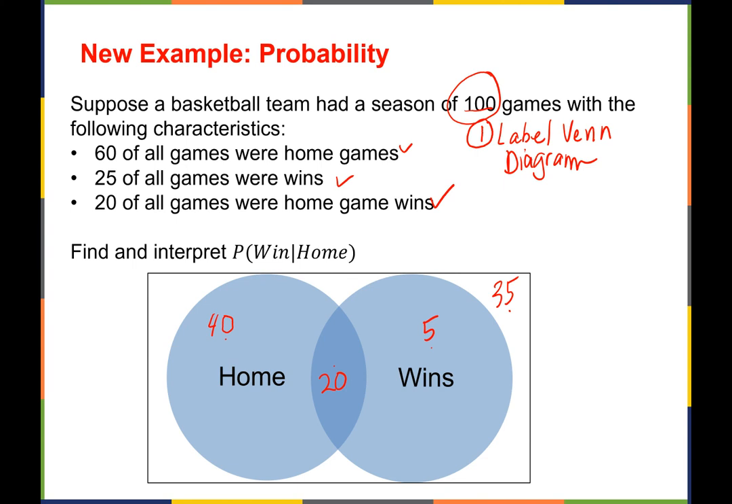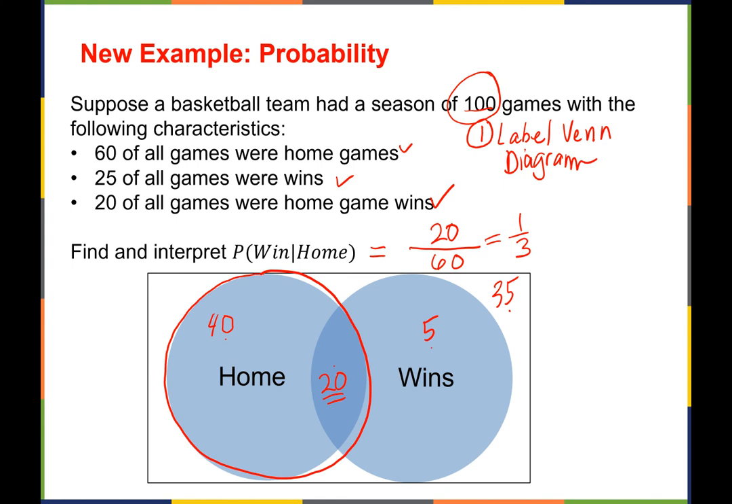All right, so those are all our probabilities. What is the probability of a win given it was a home game? Well, let's go ahead and figure this out. If it's a home game, we're going to be in this circle, right? Got to be a home game. So this is reducing our sample space. Instead of 100 games, we want to talk about these 60 home games. So that's our total. Of those 60 home games, how many were wins? Well, 20, right? So the probability of a win, given it's a home game, is 20 out of 60 or 1/3.